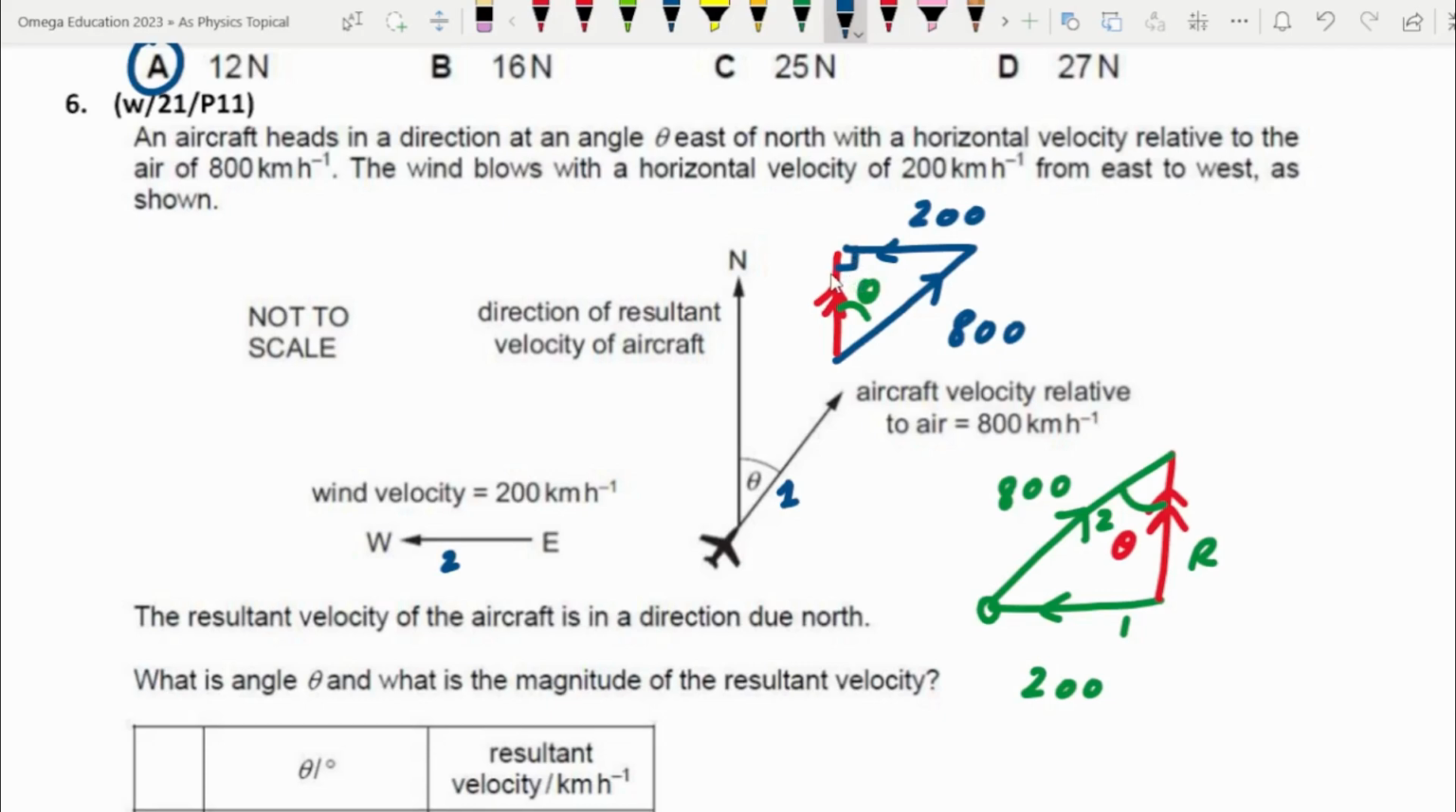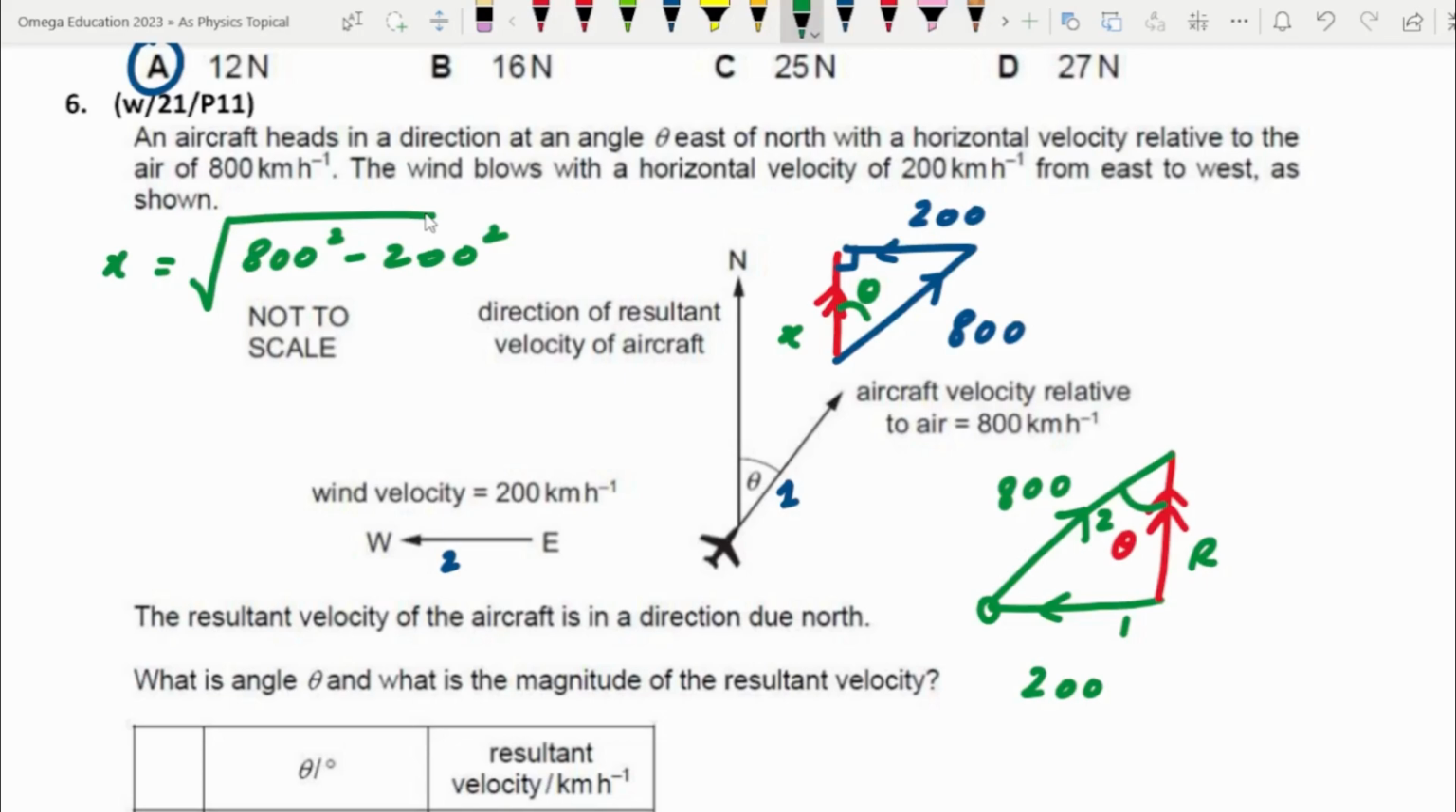No, you cannot assume. You have to figure it out. If it is mentioned directly or indirectly, then it would be a right angle triangle. Otherwise, you cannot assume it to be a right angle triangle. So we can apply the Pythagoras theorem and we can find the resultant vector. So let's call it x. x equals the square root of 800 squared minus 200 squared.